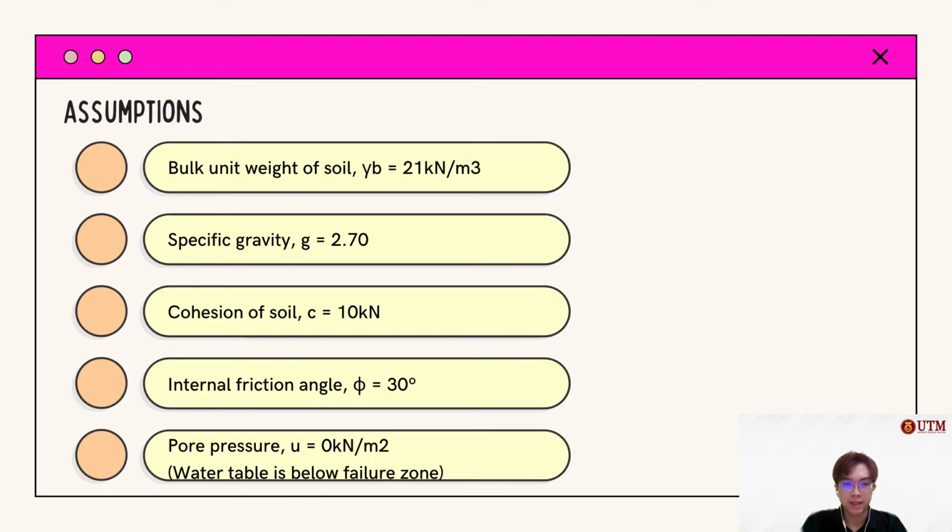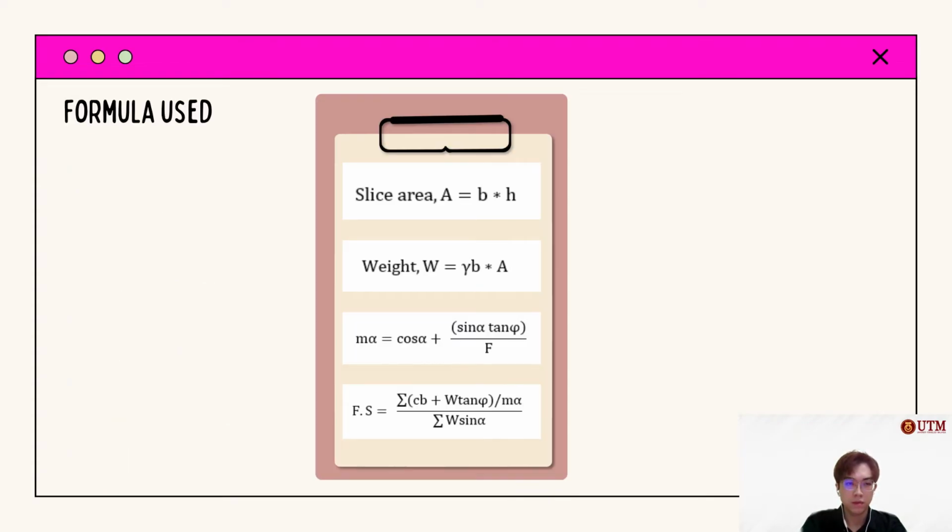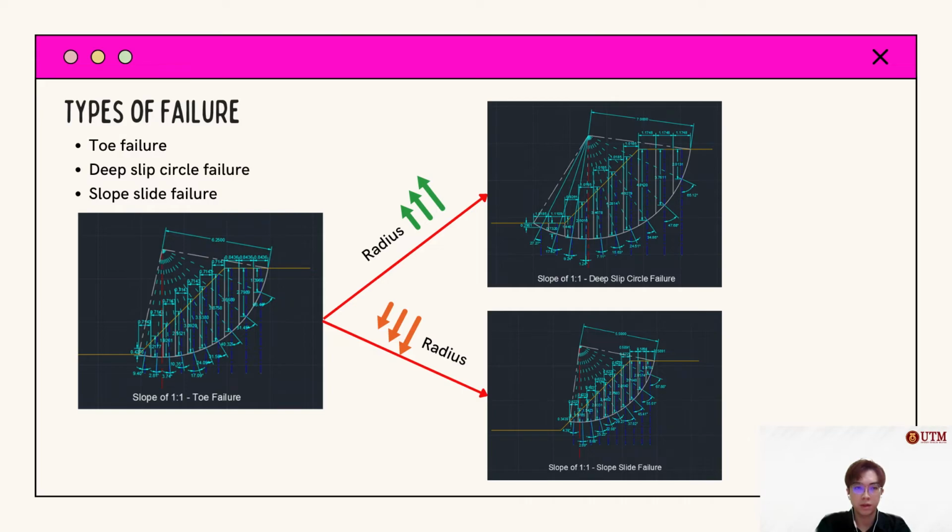These are the assumptions on bulk unit weight of soil, specific gravity, cohesion of soil, internal frictional angle, and pore pressure. Those formulas might be used in the calculation. There are three types of failure: toe failure, deep slip circle failure, and slope slide failure. When the radius increases, it is categorized as deep slip circle failure. While the radius decreases, it is categorized as slope slide failure.